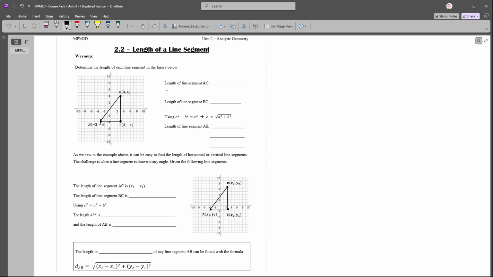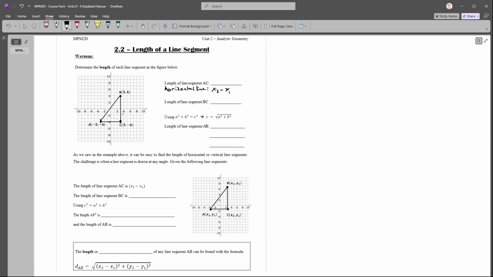So in order to find the length of any horizontal line, which is AC here, we just need to subtract and find the difference between the two endpoints. So it's just going to be x2 minus x1. Now, to get the math right, you either have to think about it and say, okay, I want to subtract the smallest one from the biggest one. So it'd be 3 minus negative 3, right?